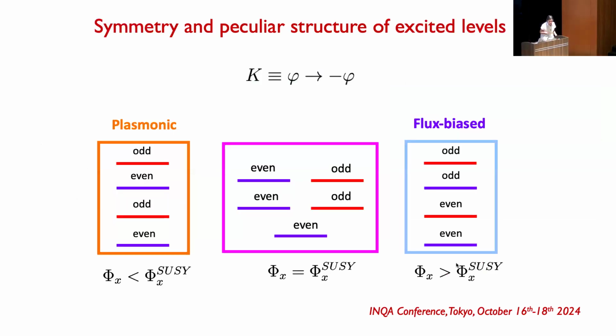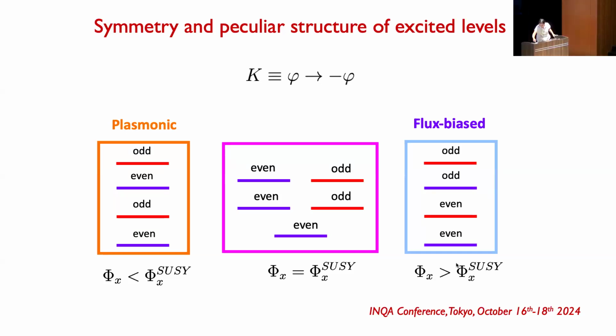Let's look a bit more in detail at the spectrum and the transition between the plasmonic and the flux-biased regime. Essentially, in the plasmonic regime we have, as usual, even, odd, where even, odd means even, odd under phi minus phi. The ground state is even, the excited is odd, and so on. Then in the flux bias, as we have seen, we have even, odd, even, odd. This is the symmetry structure of the excited levels. And at the transition point, what happens? It happens that the ground state is even and non-degenerate, but all the others are in pairs.